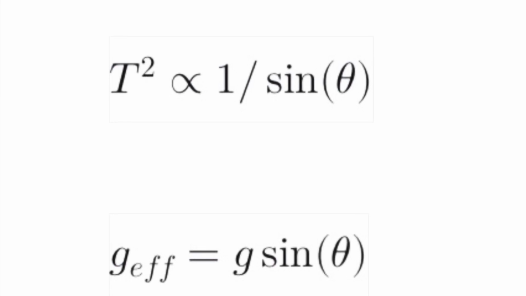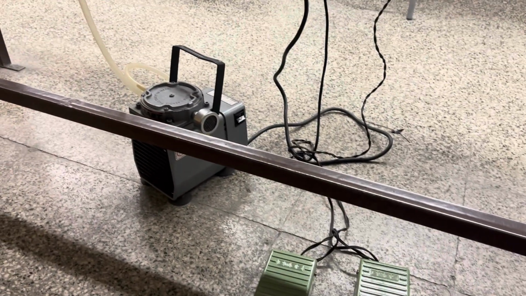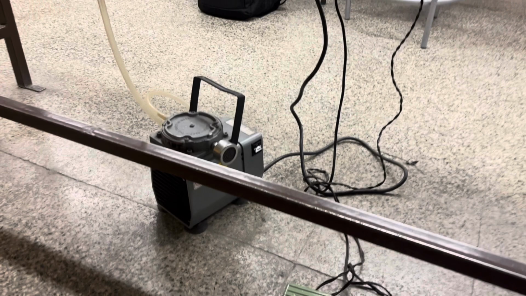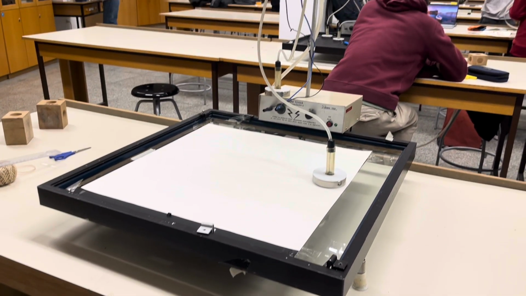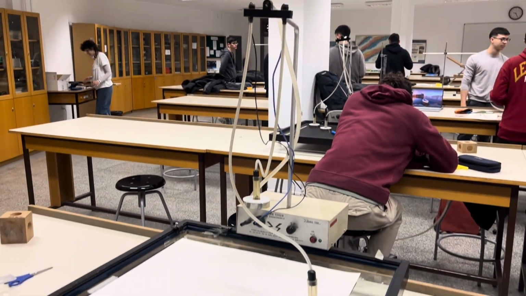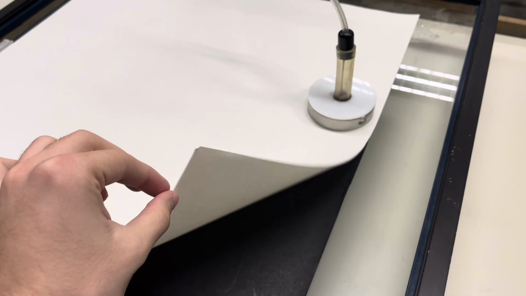For the experimental setup, I used an integrated air table system to minimize friction. There's an air and spark pedal, an air compressor, an air table, pipes going through the puck, and a spark paper.